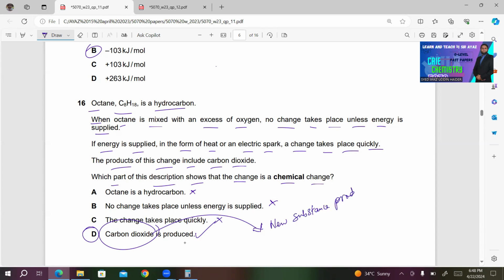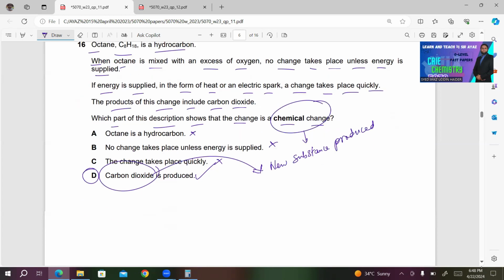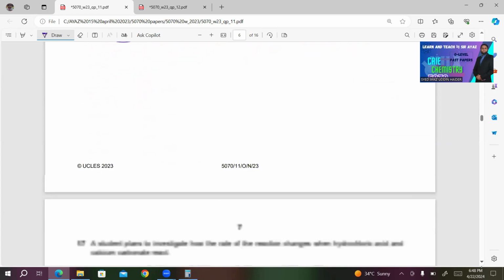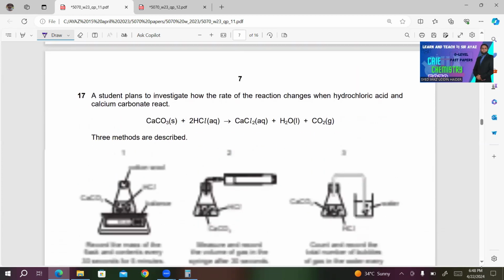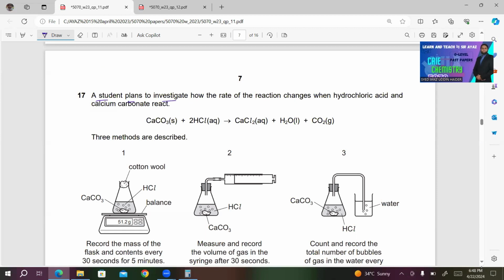So this must be the chemical change. So D must be the right answer. Number 17, a student plans to investigate how the rate of the reaction changes when hydrochloric acid and calcium carbonate react.